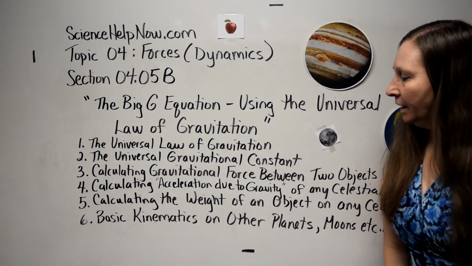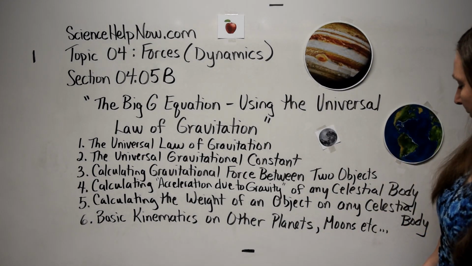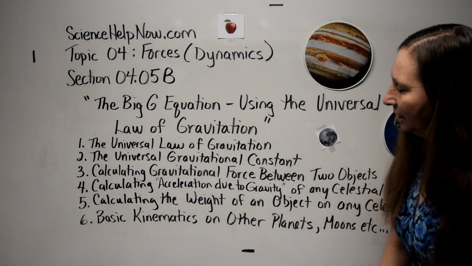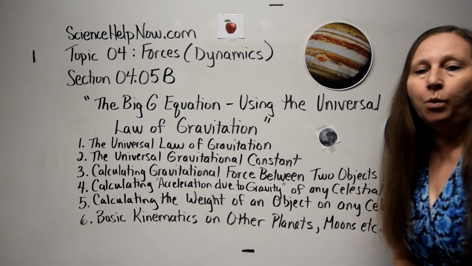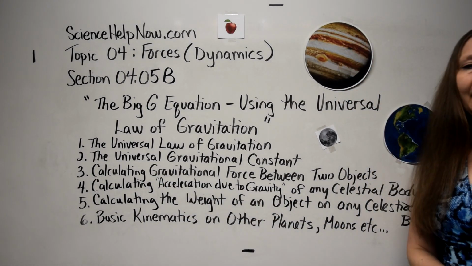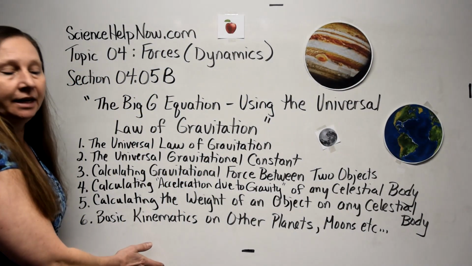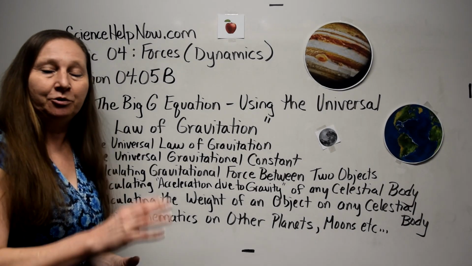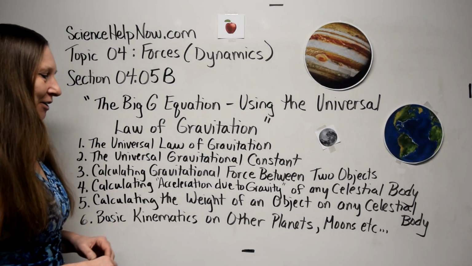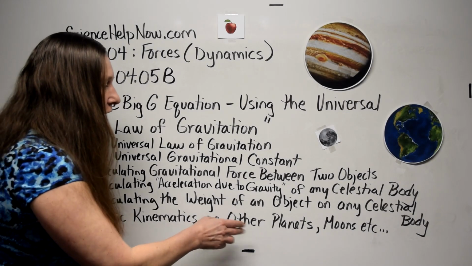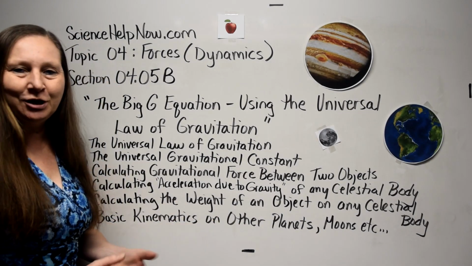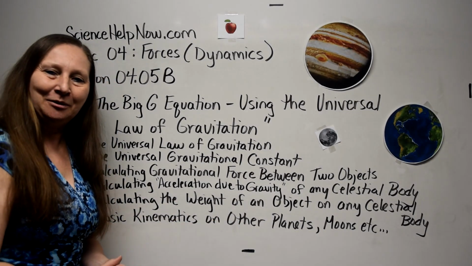Number 4, how to calculate acceleration due to gravity for any celestial body. Number 5, how to calculate the weight of an object on any celestial body. And finally, number 6, basic kinematics. Remember back to September, dropping things, throwing things, etc. Basic kinematics on other planets, moons, and other celestial bodies.